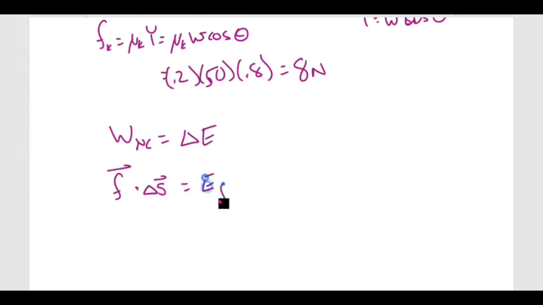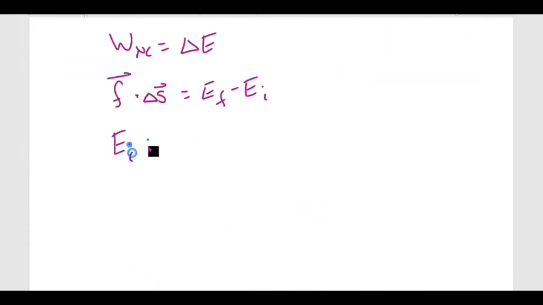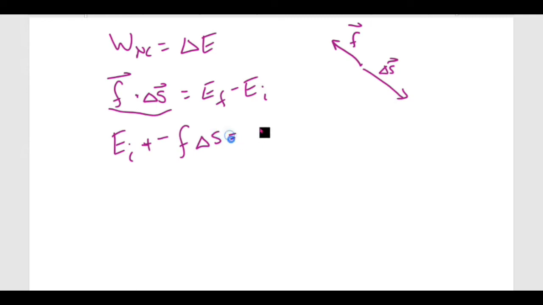and that's going to be equal to E final minus E initial. I do want to point out that it's going to compress a certain amount. That's what we're trying to find here. So let's make that Z. That's going to be the delta X in terms of the spring. And so E initial plus this. Now the displacement of the box is down the ramp, so that is going to be delta S. The friction is up the ramp. We have 180 degrees between them, and so this becomes negative friction delta S is equal to E final.